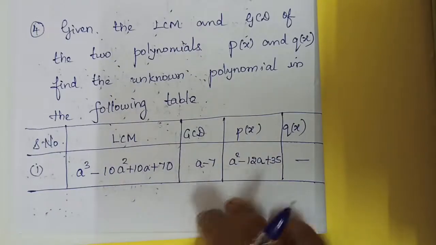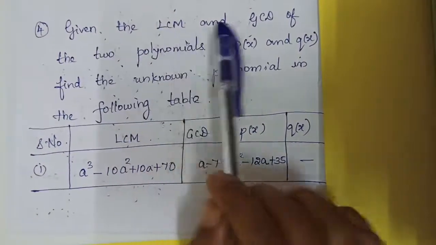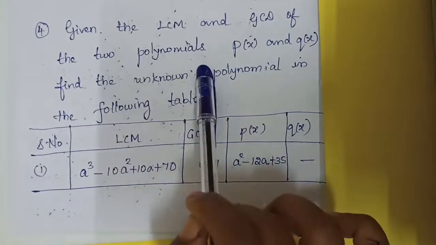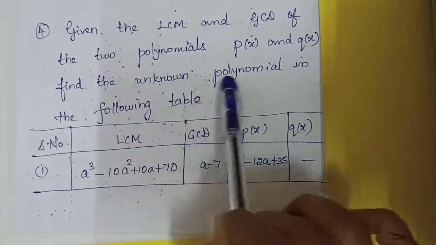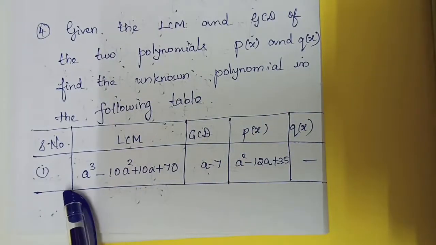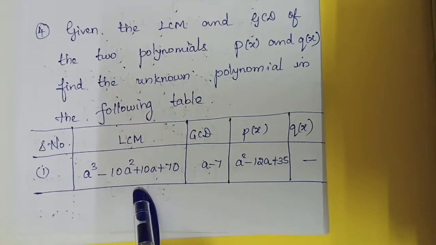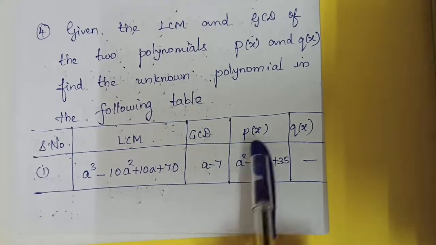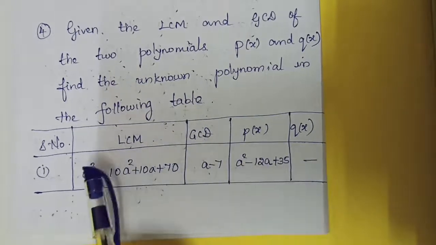Now see the fourth question. Just listen to the question. Given the LCM and GCD of two polynomials p of x and q of x, find the unknown polynomial in the following table. There are two problems. The first one we are going to solve. In the first one LCM is given, GCD is given, one polynomial value is given, and another one we need to find.